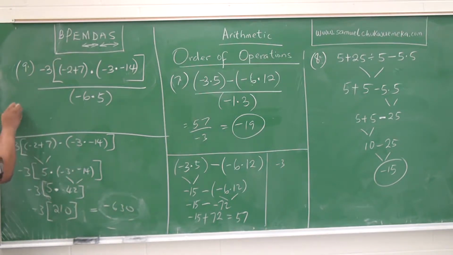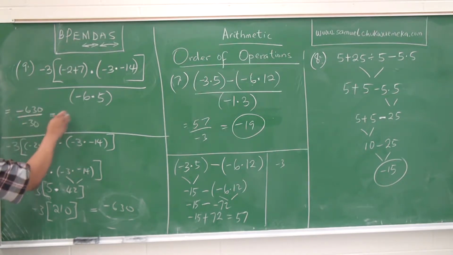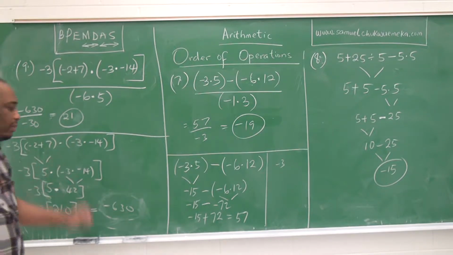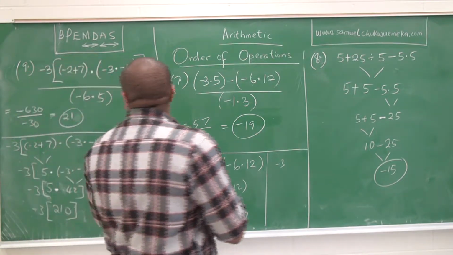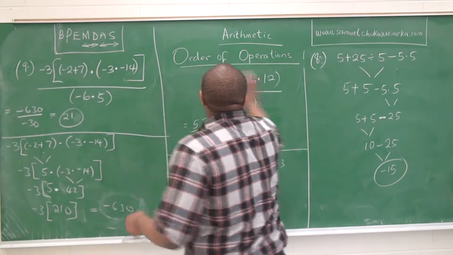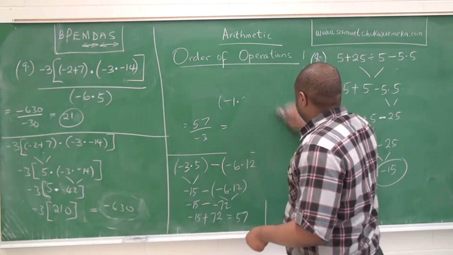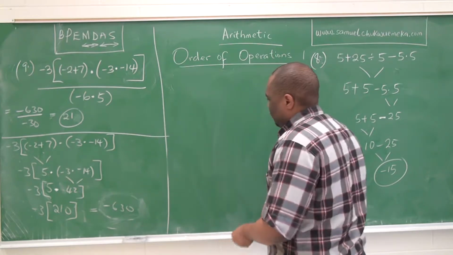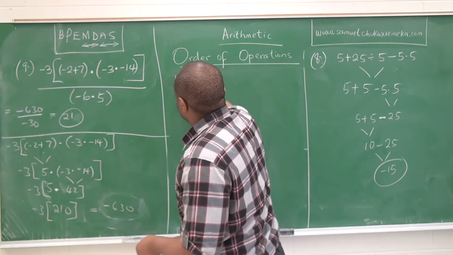So this is what? Negative 630 divided by negative 6 times 5, which is negative 30. Negative divided by negative is positive. 3 into 6 is 2, 1, 21. 0 will cancel 0. And the answer becomes 21. Okay? Number 10.